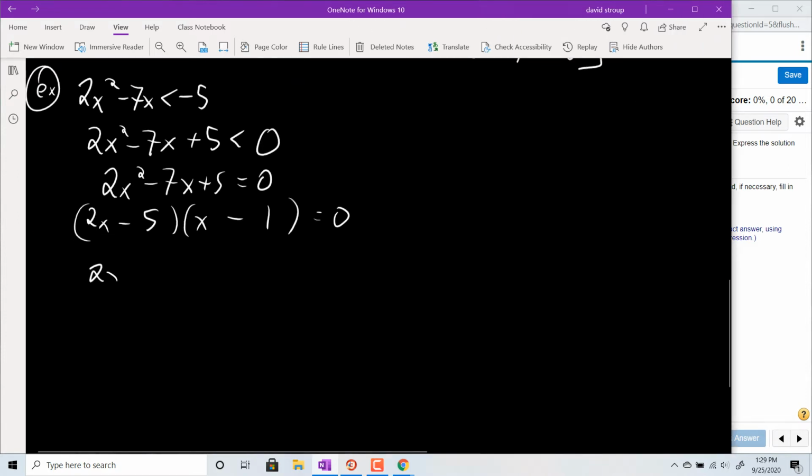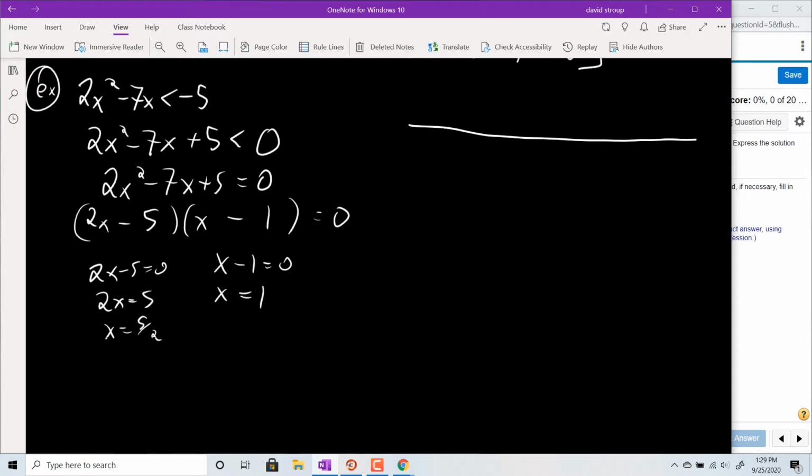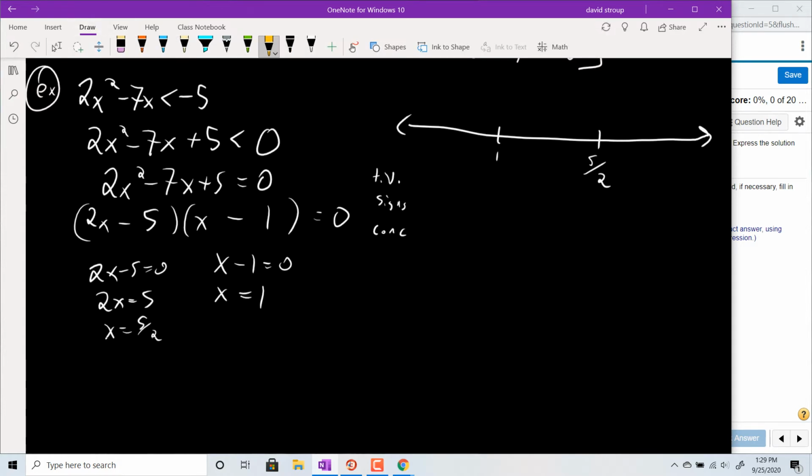And then we'll be able to get the zeros. So 2x minus 5 is 0, 2x is 5, x is 5 halves. And then x minus 1 is 0, so x is 1. Then you go to your number line and plot your points. So 1 is less than 5 halves. And then you need your test values, your signs, and your conclusions. In this case, we are looking for conclusions that are less than.